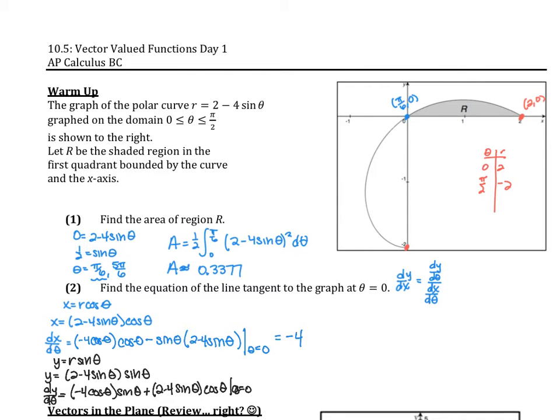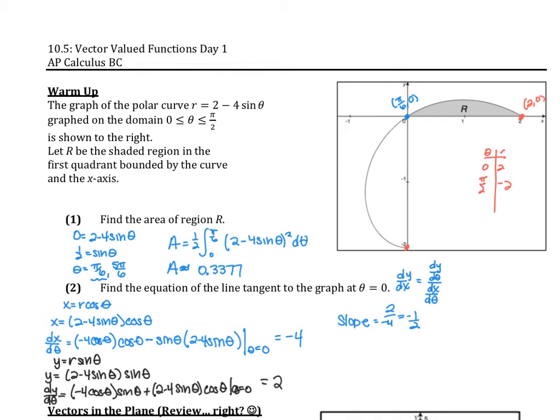So theta equals 0, and when I do that, I get 2. Okay, so now I know that my slope, my dy/dx, which is dy/dθ over dx/dθ, is going to be 2 over negative 4, or negative 1/2. So I have my slope, and then I need my point.